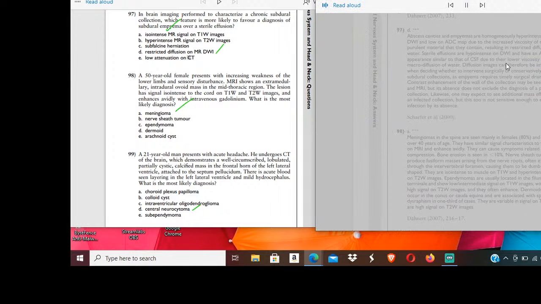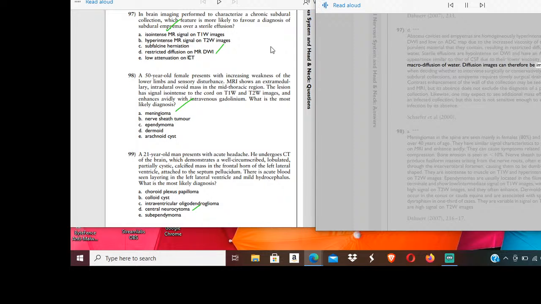Dehnert, 2007, 233. 97. D. Abscess cavities and empyemas are homogeneously hyperintense on MR DWI and low on ADC map due to the increased viscosity of the purulent material that they contain, resulting in restricted diffusion of water. Sterile effusions are hypointense on DWI and have an ADC appearance similar to that of CSF due to their lower viscosity and free macrodiffusion of water.